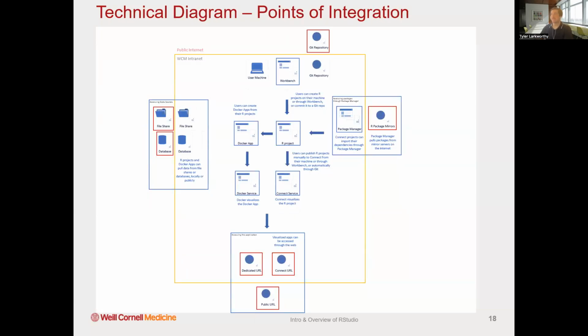This diagram, again, might seem kind of overwhelming, but the details are not that important. What I really want to point out here is that at the top, you can see the three different possible sources for our project, namely the user's machine, the Workbench app, or either an internal WCM Git repository or a Git repository that's public to the general internet.